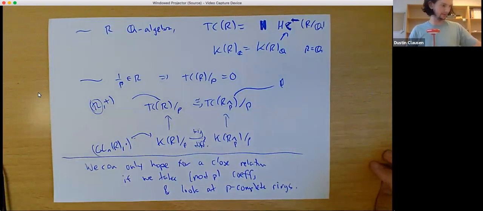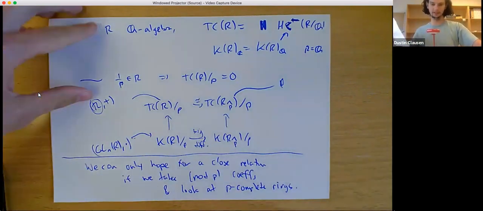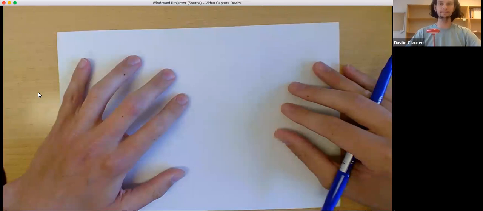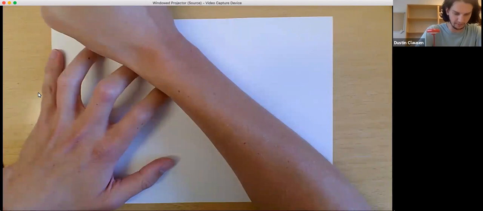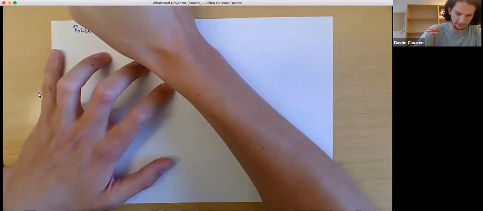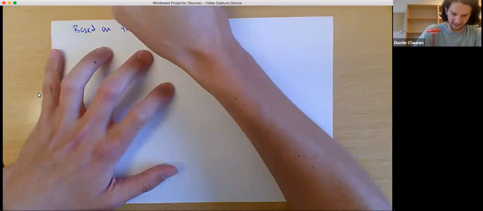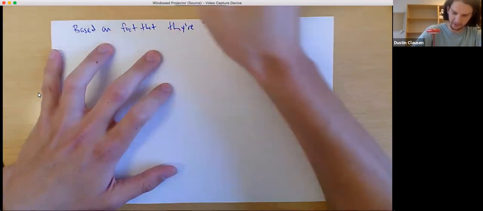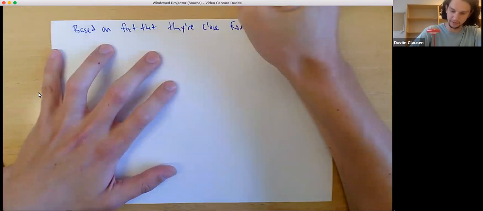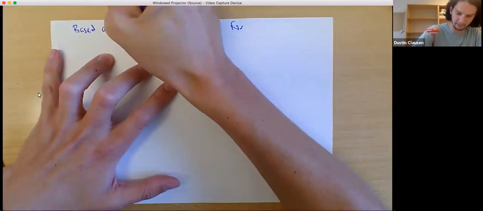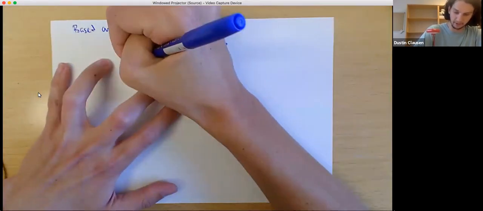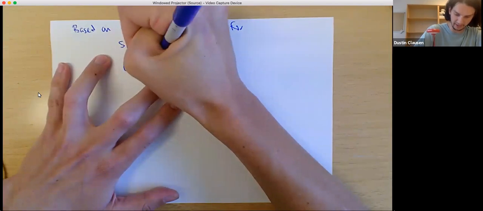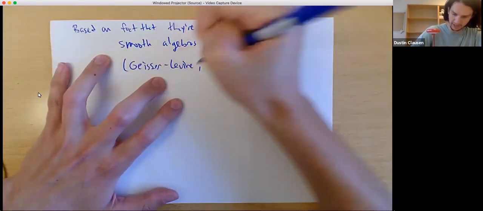And so the fact that they're close is going to be based on the fact that they're close in a particular example: for smooth algebras over F_p, and this follows from work of Geisser-Levine and Geisser-Hesselholt.